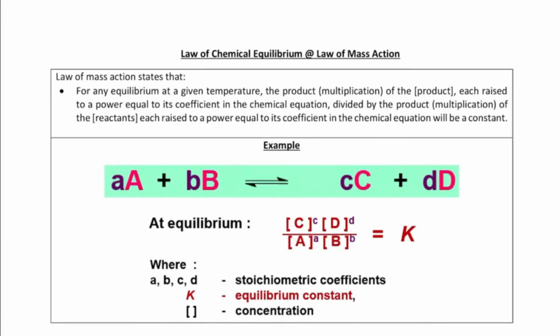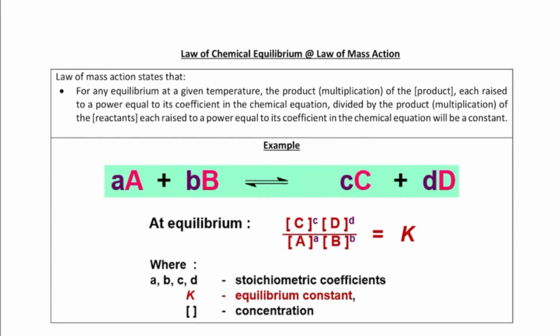Kita kena tahu what is the law of mass action kan from our learning outcome tu ataupun law of chemical equilibrium lah. So this is the definition, as you can see, quite long. Okay, so law of mass action state that for any equilibrium at a given temperature, the product or multiplication of the concentration product, square bracket ni concentration, is raised to the power equal to its coefficient in the chemical equation divided by the product of concentration reactant is raised to a power equal to coefficient in the chemical equation will be a constant.